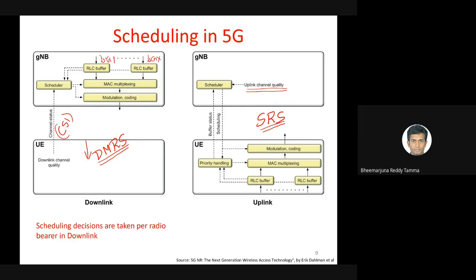and modulation. If it is some other scheduling algorithm, it will try to pick some RLC buffers and multiplex them before sending to the physical layer for modulation and coding. That's how it is done.